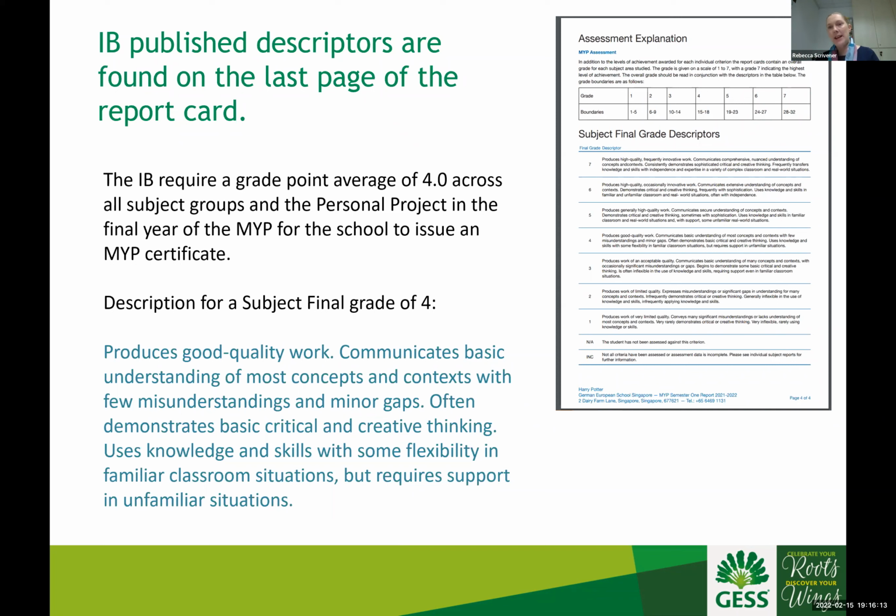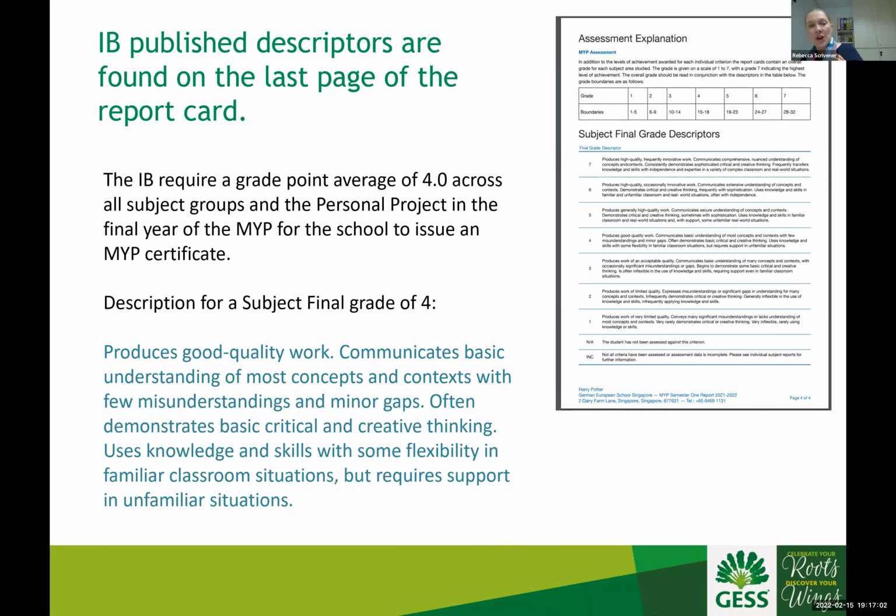So the IB require for grade 10 students, at the end of grade 10, we can issue a MYP certificate if the student has a grade point average of 4.0. That means taking their final subject grade from each of the eight groups, plus the personal project, which grade 10 have to do, and then dividing that by the number of subjects and looking to see, is there a grade point average of four? That's one of the things that we look at. So four is a benchmark for grade 10 in terms of getting that MYP certificate or not.